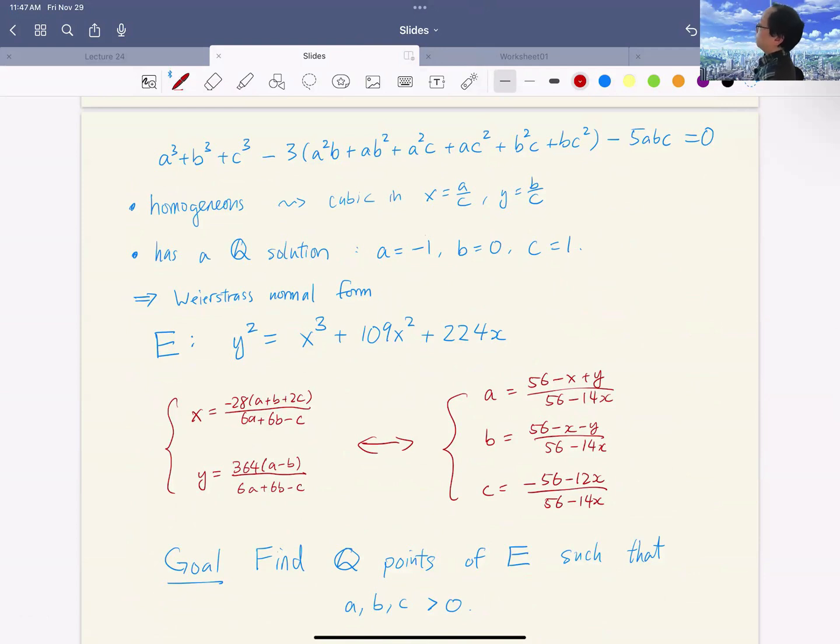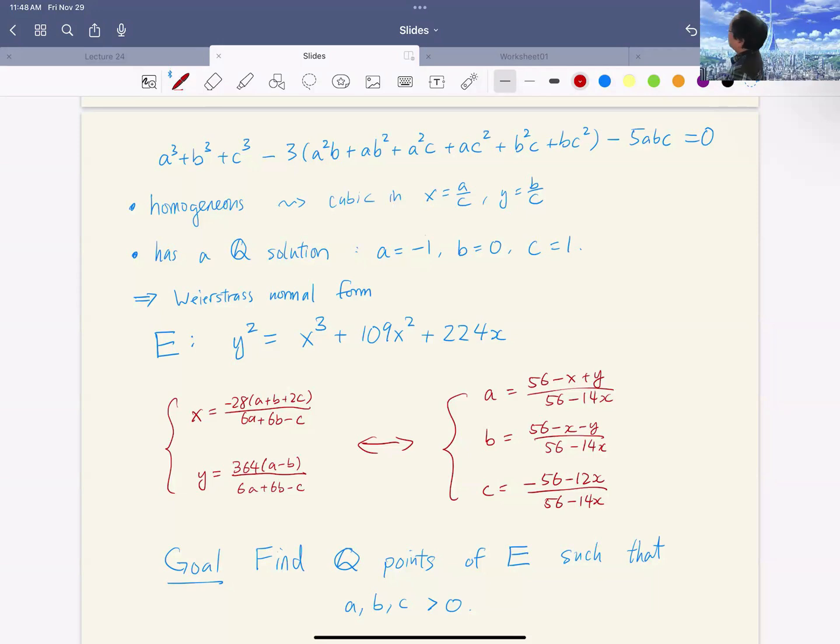I can turn it into a Weierstrass normal form by the previous method, some change of variable techniques. So the end result is this transformation. x equals a bunch of rational things, y equals a bunch of rational things, which is invertible, by the way. So you can get back a, b, c from x and y. And with this change of variables, we get an honest elliptic curve: y squared equals x cubed plus 109 x squared plus 224x. I use this form so that the right-hand side is 0 when x is 0, which looks nicer. In the Weierstrass normal form, you cancel the x squared term, but here I cancel the constant term by just shifting.